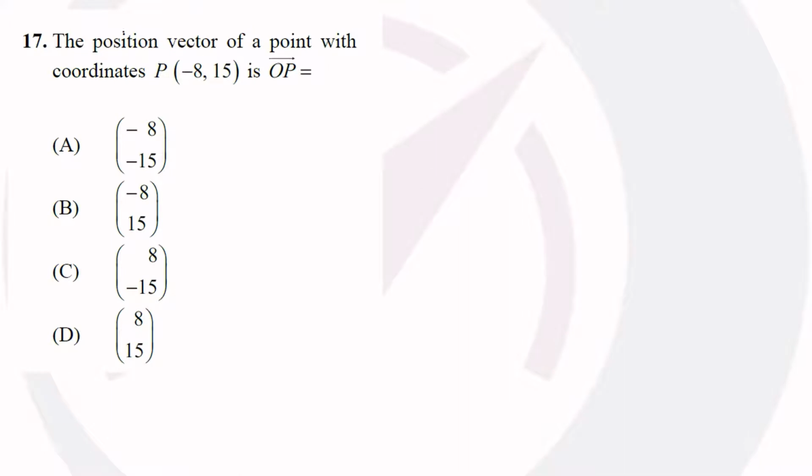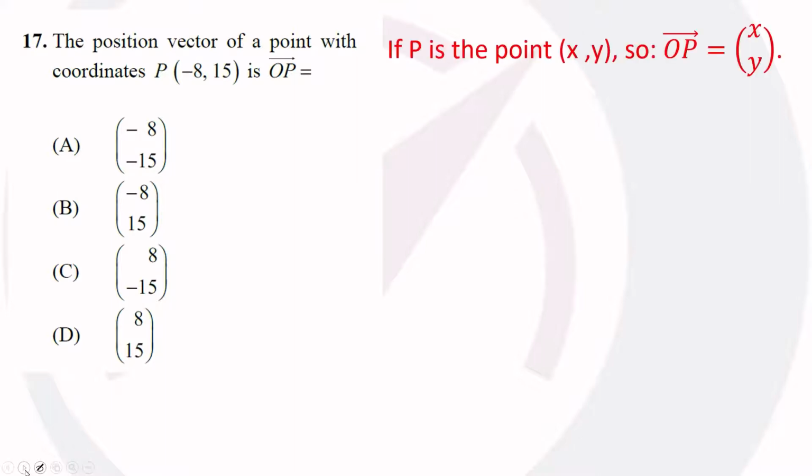Alright, let's look at number 7. So the position vector of a point with coordinates P is OP. Now, what the question is asking you for is to write the point as a column vector, and we know this from earlier on from previous questions. Once you're given the point, the first number is x and the second number is y. So in column vector form, we're going to get negative 8, 15 down. So which one matches with that? That matches with B. So if you're given the point, each point can be written as a column vector x, y.